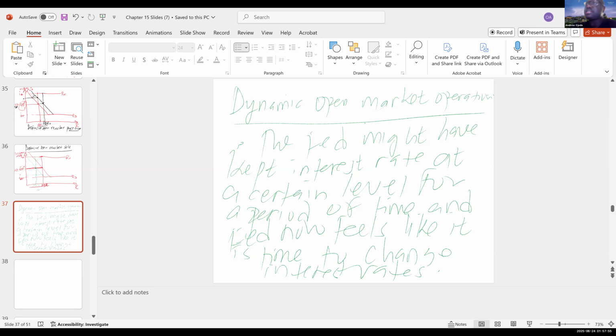Maybe let's say they maintain a low interest rate policy for a long time. And then there's something they fear. The Fed might start saying, oh, maybe there's inflation coming, so it's about time to start changing the interest rate to make sure that we don't end up with inflation in the economy. And that's dynamic.